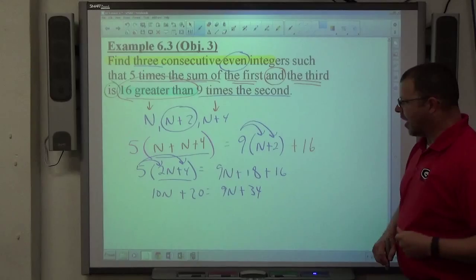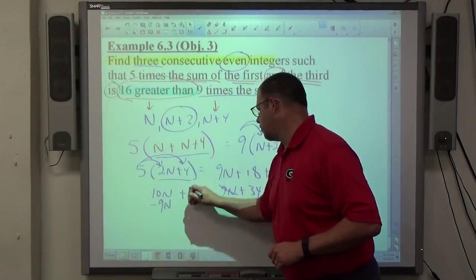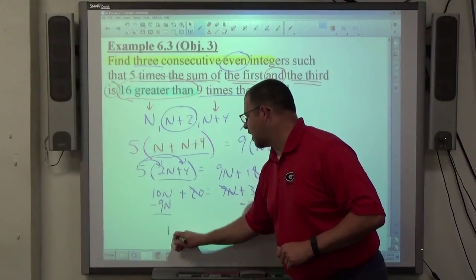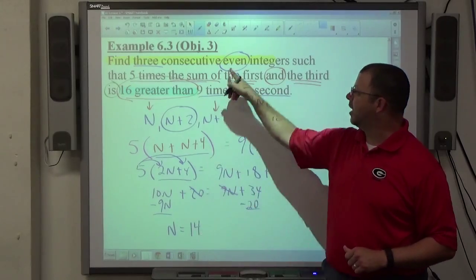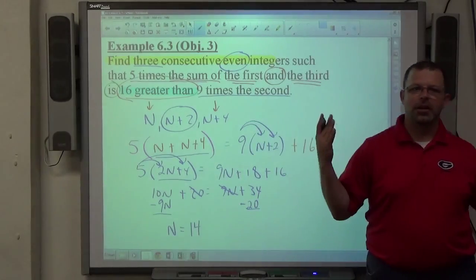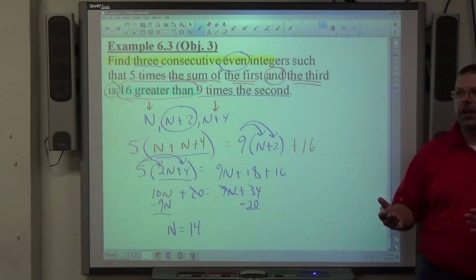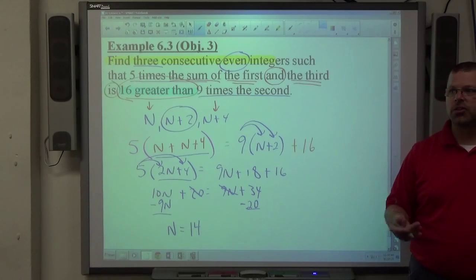We've got n's on both sides, numbers on both sides. I'm going to move my 9n because it has a smaller coefficient. Move the 20, so I've got to move the number to the other side. 10n minus 9n is 1n. 34 minus 20 makes 14, which is an even integer. It gives me belief that maybe I'm doing stuff right. All right. Again, if it came out n equals 15, maybe that's the right answer, but there are no even integers to do this, in which case you just throw out the answer.